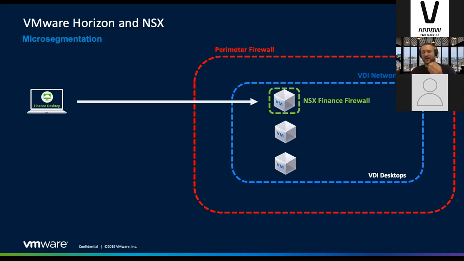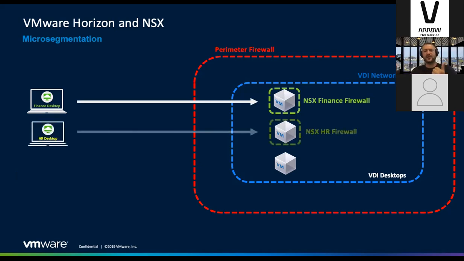So you have a finance desktop, and a finance user launches the finance virtual machine. They then have a finance firewall. The same when it comes to HR. They'll access an HR VDI desktop, and we just spin that up instantly using the Jump platform, but also put the HR firewall around it. And the same when it comes to IT.